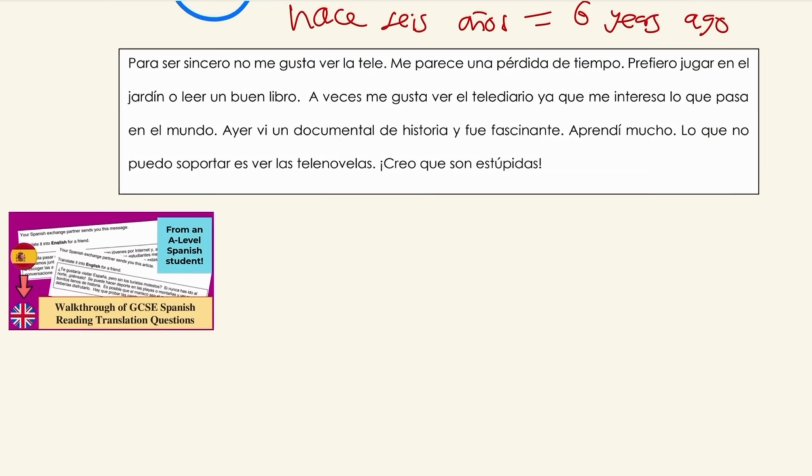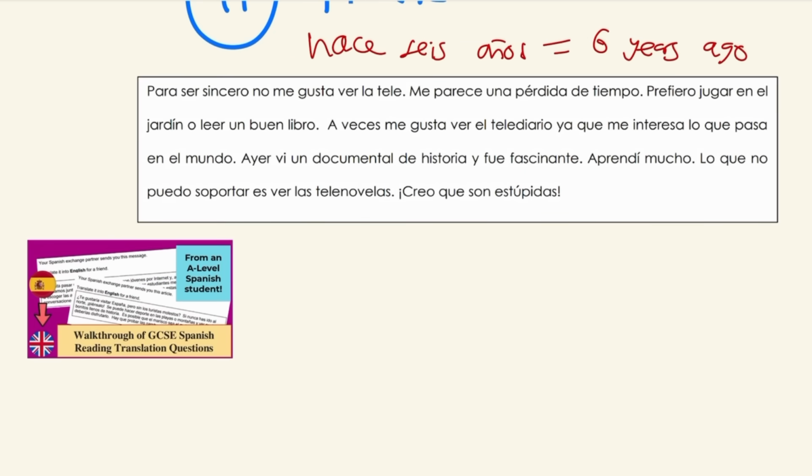I'm going to attempt this translation question here super quickly. So, para ser sincero, to be honest or sincere, I'm going to translate that as honest. No me gusta, I don't like to watch TV. After me gusta, we've got the infinitive there. It seems to me, me parece, it seems to me a waste of time. Perdida from the verb perder, a loss or to lose. So, a waste or loss of time.